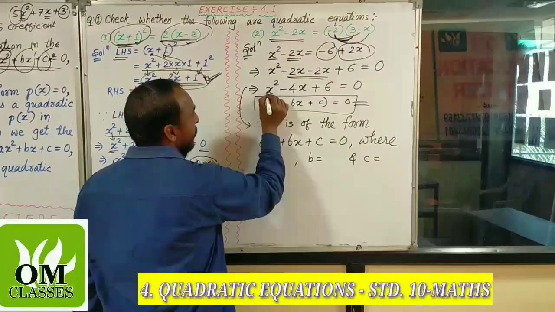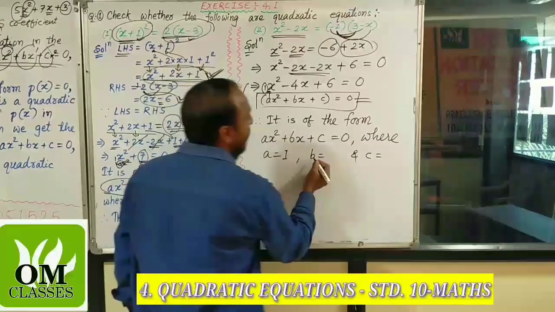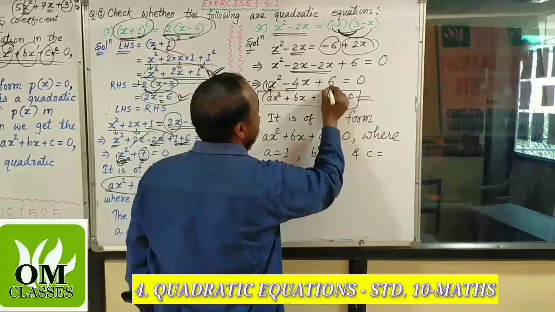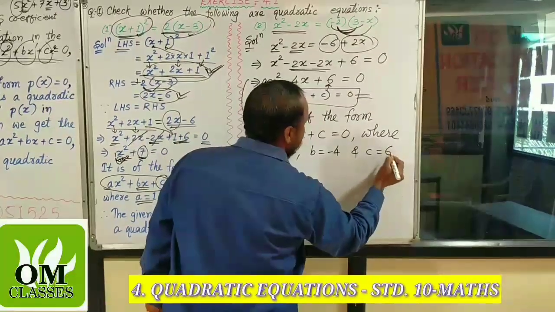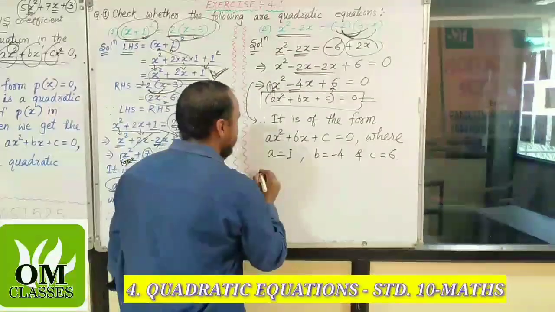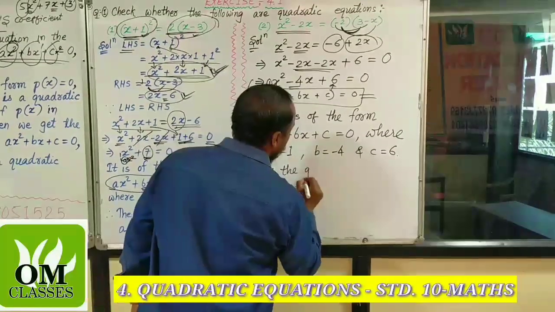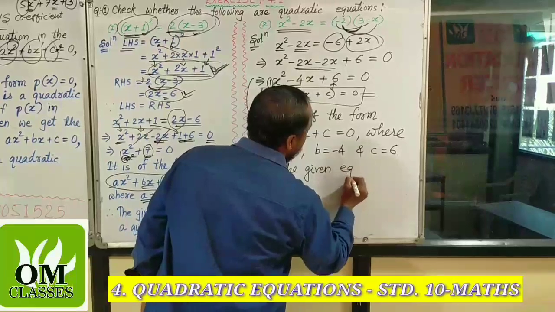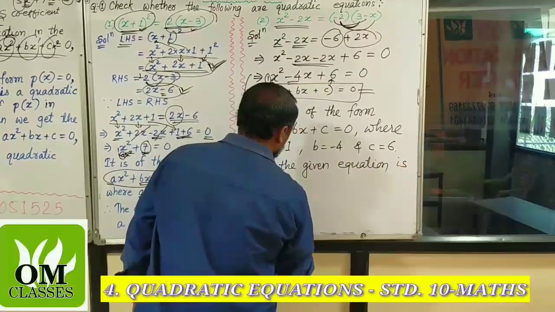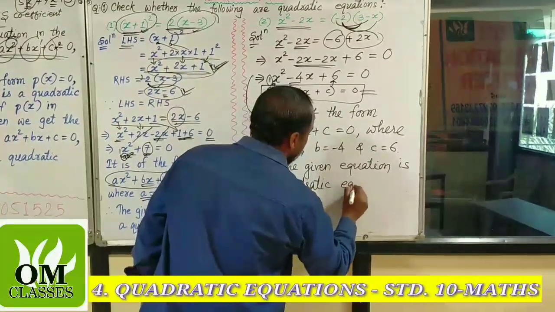What is your a? Nothing means 1. So we will write 1. What is your b? Minus 4. And what is your c? 6. So your c is 6. So this way you can write the values of a, b and c. So dear students, we can write the answer. Yes, the given equation is a quadratic equation.